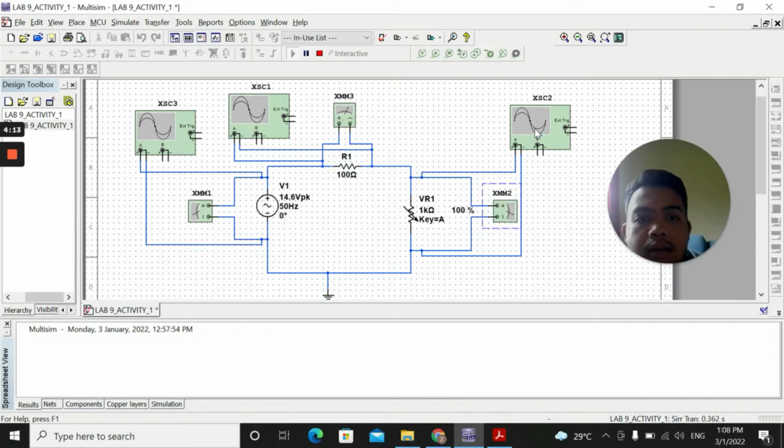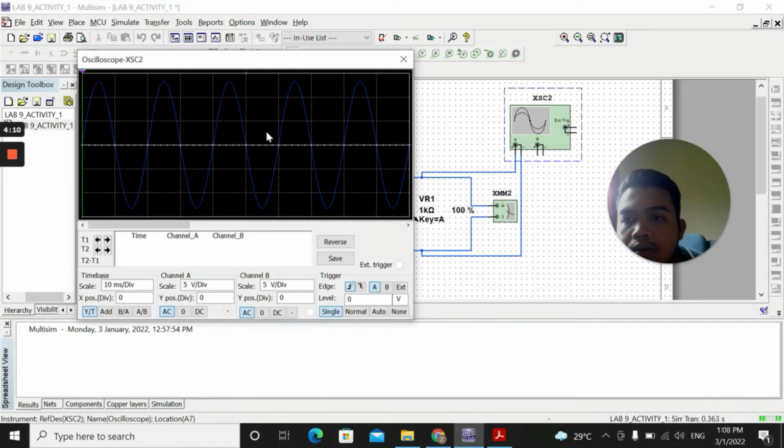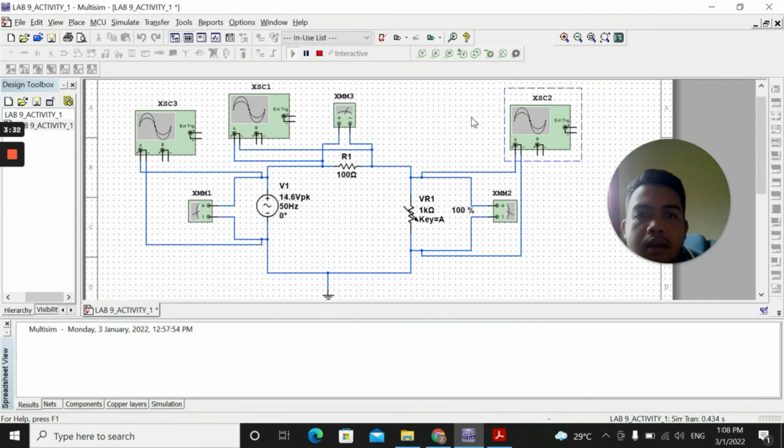Next, the result on the oscilloscope. So this is the result from the oscilloscope, and this is the V peak. The volt per division is 5 volt. This is the V peak to peak, and the volt per division is 5 volt. The calculation value I have done in the lab sheet. That's all from me. Thank you.